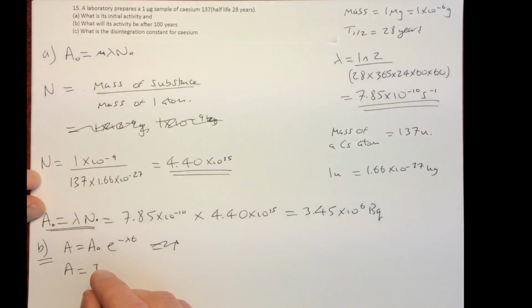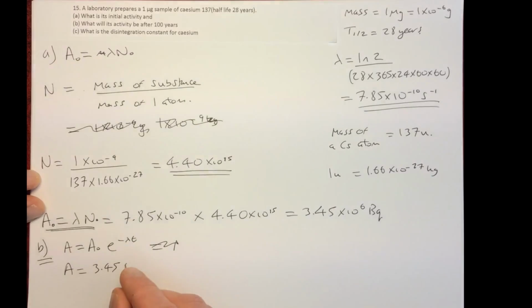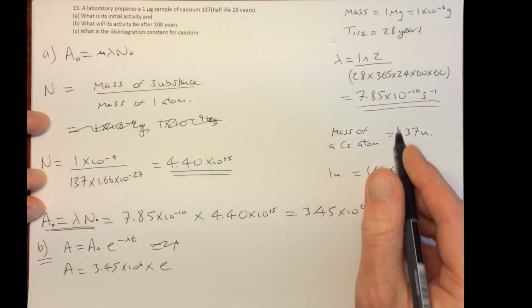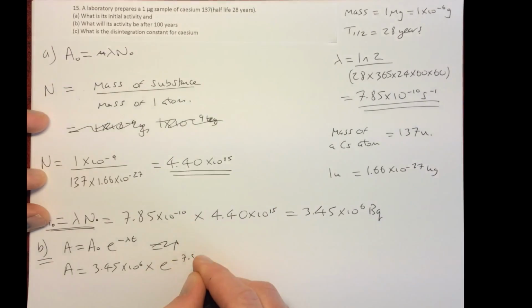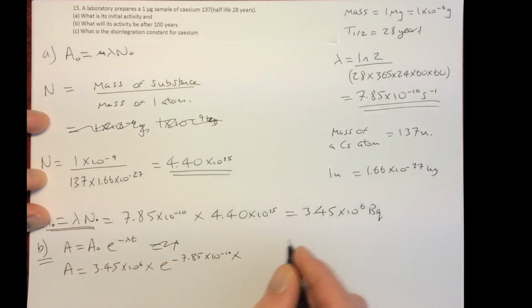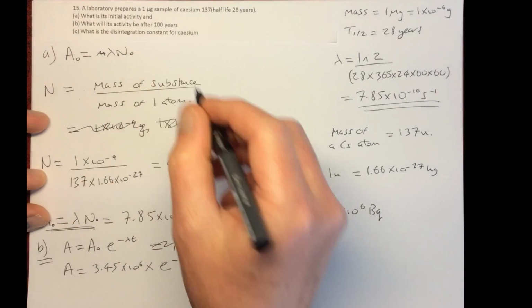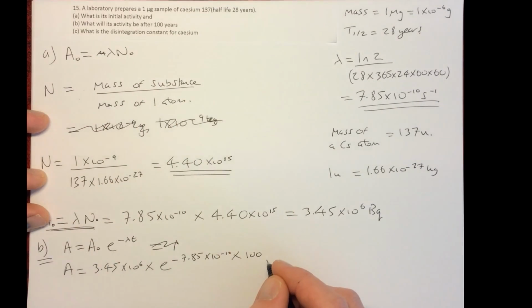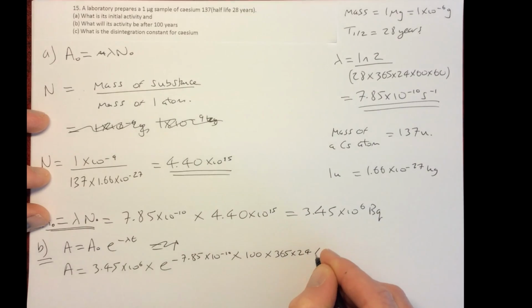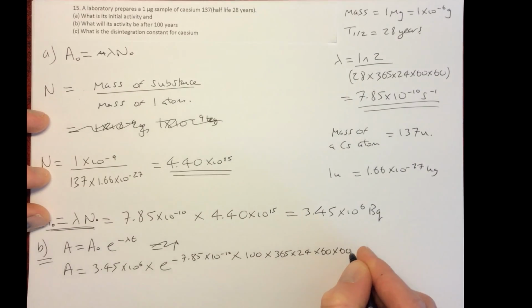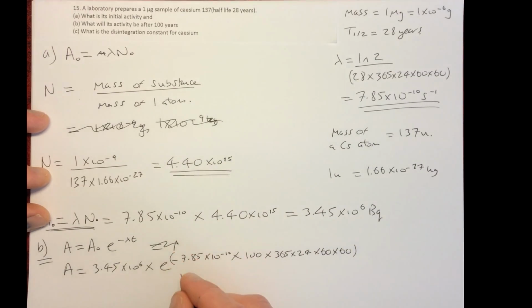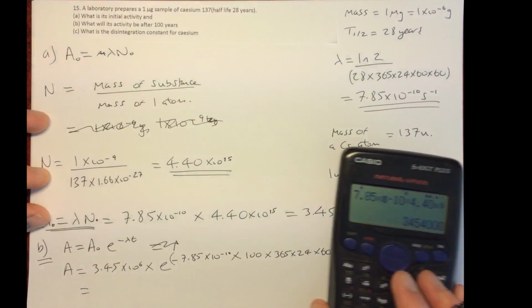So 3.45 times 10 to the 6 multiplied by e to the power of minus 7.85 times 10 to the minus 10 multiplied by the time. The time is 100 years, but we've got to convert that into seconds, so we multiply that again by 365 times 24 times 60 times 60. And that should give us our answer.